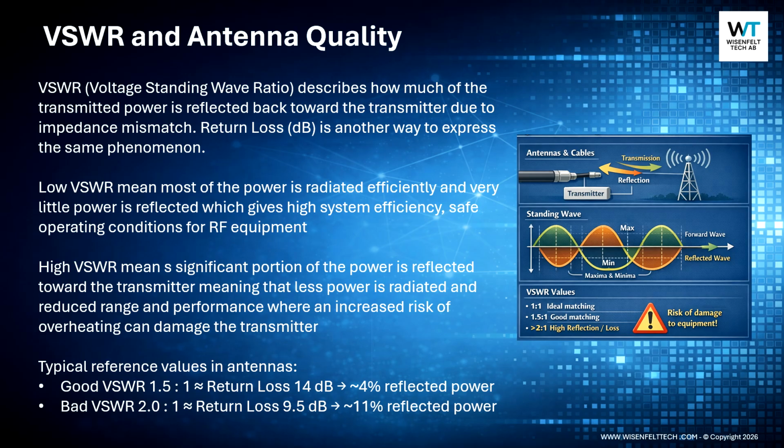A VSWR of 2.0 to 1 corresponds to a return loss of about 9.5 dB, meaning roughly 11% of the power is reflected. This is considered a poor match and should be avoided if possible. In short, low VSWR means more power goes out through the antenna, and less comes back to cause problems.